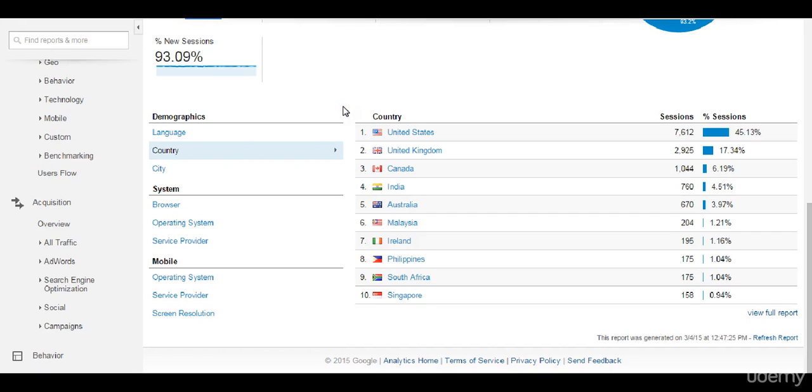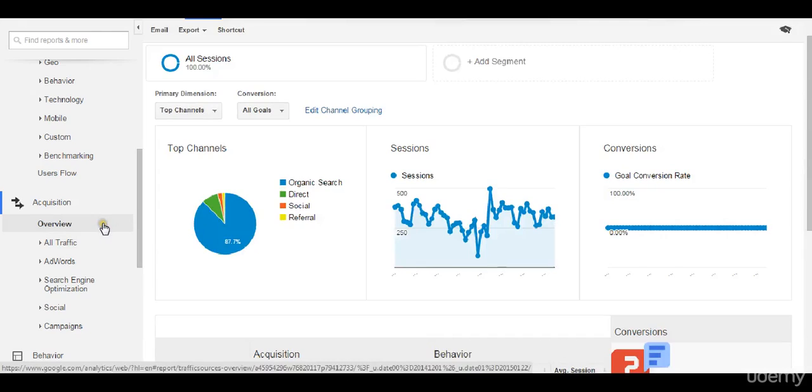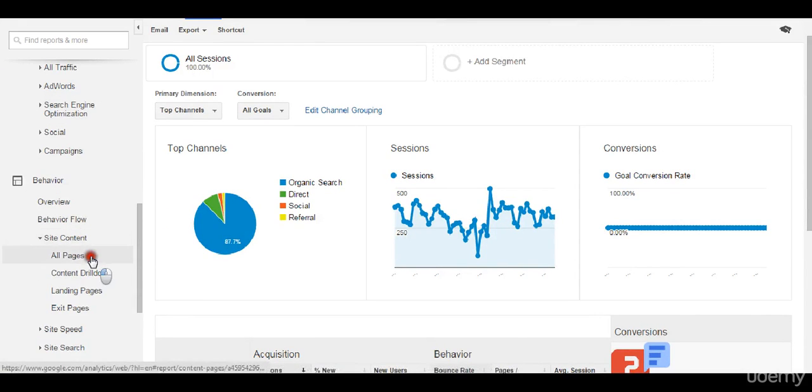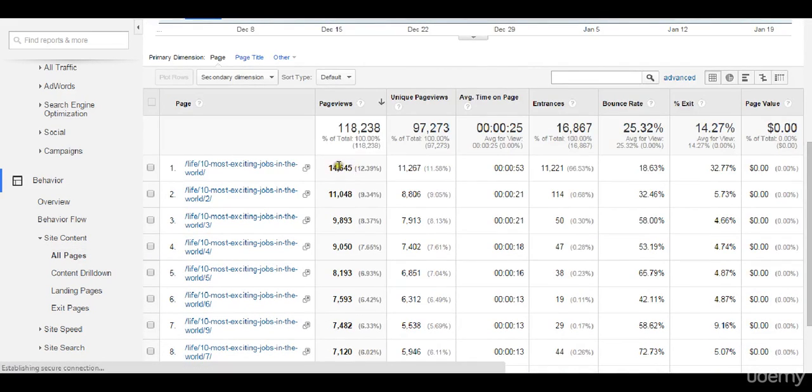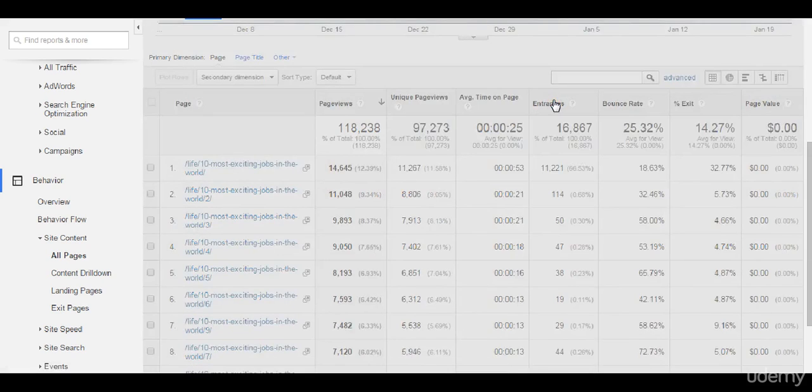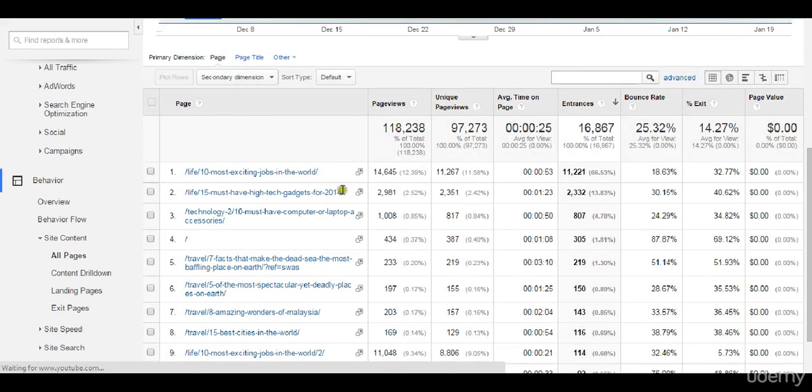So each advertiser is going to have a different requirement for what type of site they want to advertise on. So if you look at the type of content, let's just have a look at the different types here. You can see here that a lot of this content is coming from the 10 most exciting jobs in the world. So let's actually just sort this by entrances to make it a little simpler. Okay, so how many advertisers want to advertise on this article?